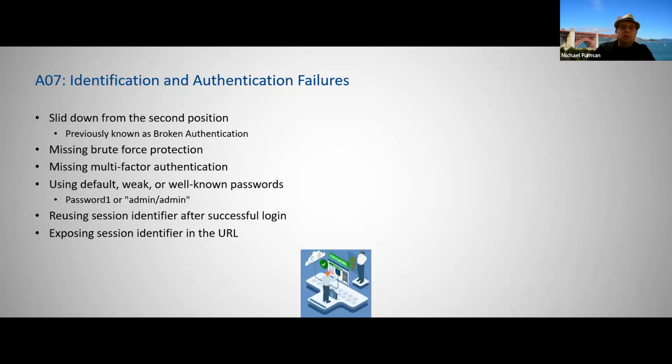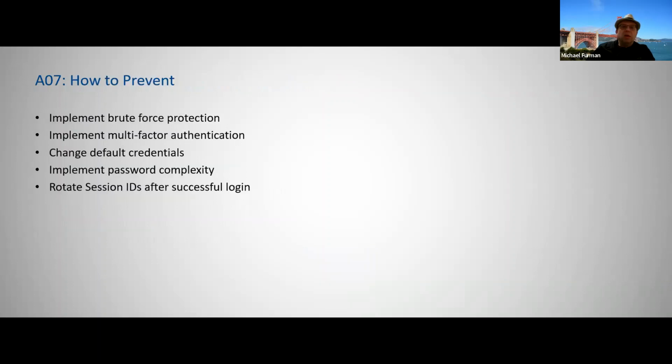authentication failures. Oh, it slid down from the second position, and was previously known as broken authentication. Very important. We are talking about advanced features like multi-factor authentication and brute force protection. It was described by Sagi. It's part of 07. We are not talking about simple missing authentication. It's just if you reuse a session identifier or expose a session identifier in the URL, you have a problem with this category. How do you prevent it? Implement advanced techniques, implement brute force protection, implement multi-factor authentication, and add a password policy, and you will be on the safe way.